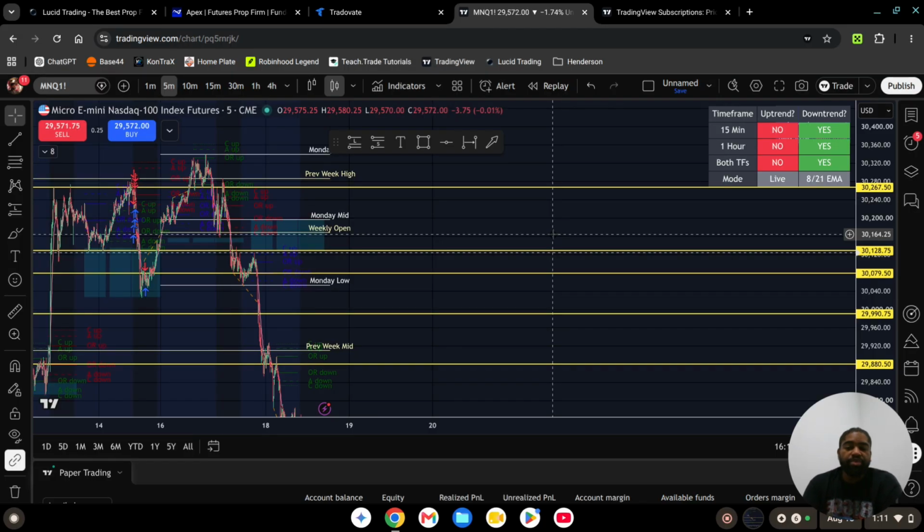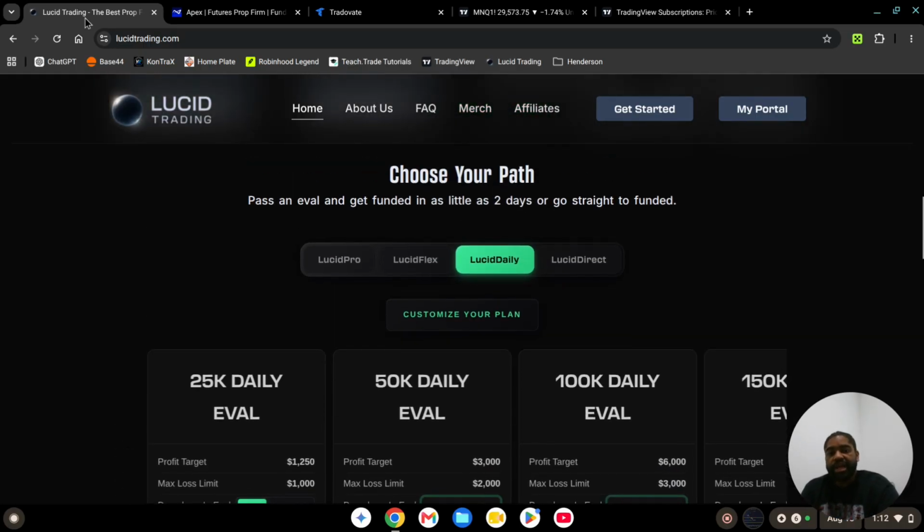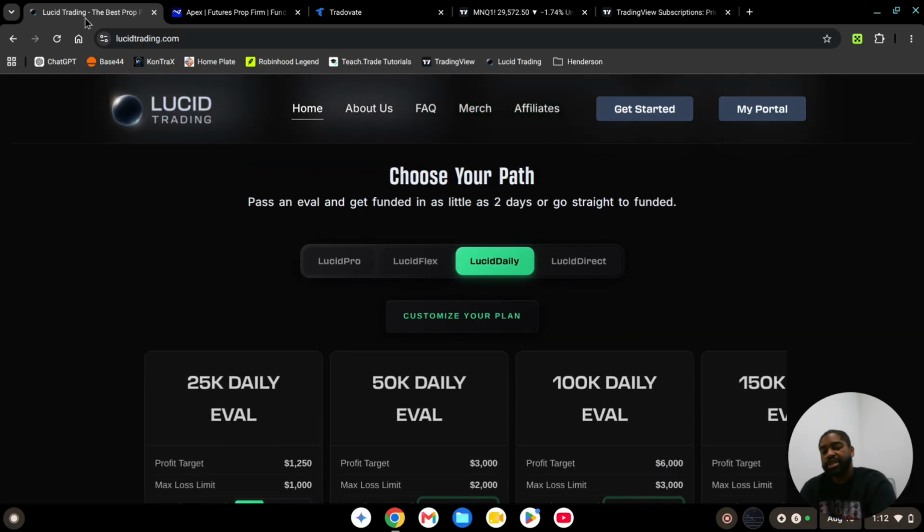But the other option, if you're on the futures route like I am, is to do what's called a prop firm. So let me go over to that. So Lucid as well as Apex. These are the two that I have used myself that I know work and connect with TradingView. There are some others out there as well that you can research and look into, but this is what I've personally done. So Lucid has a lot of good options. I've personally done the Lucid Daily. You have your Flex, your daily, other options up here.